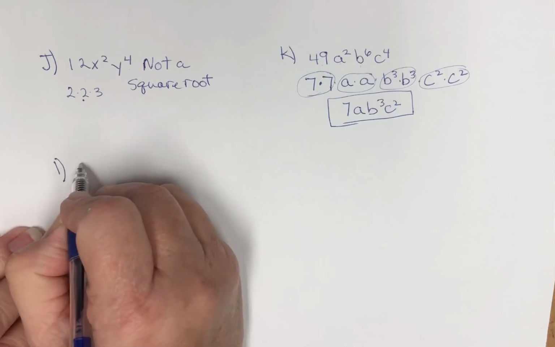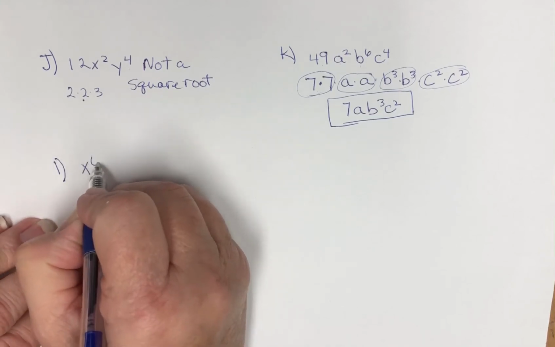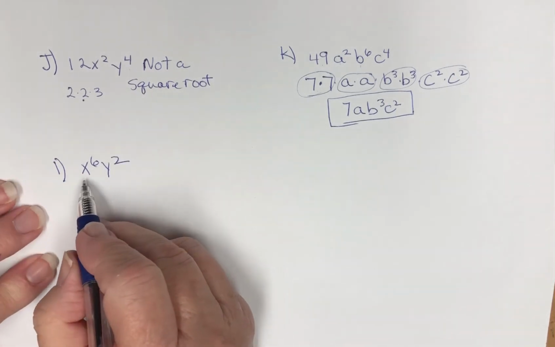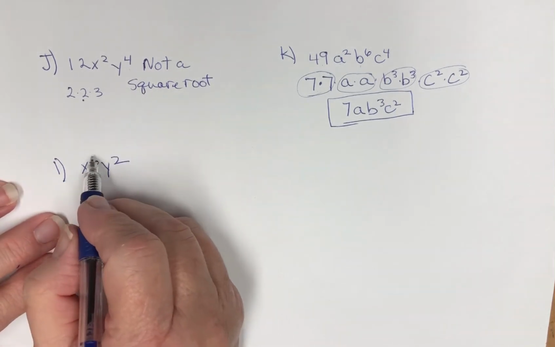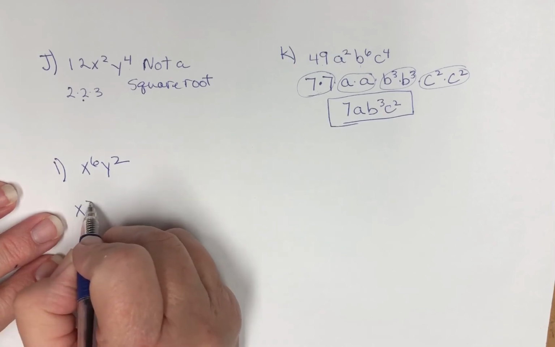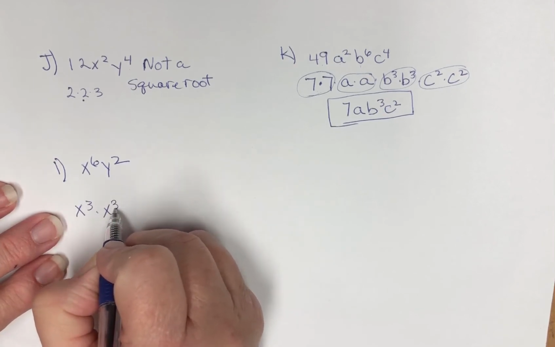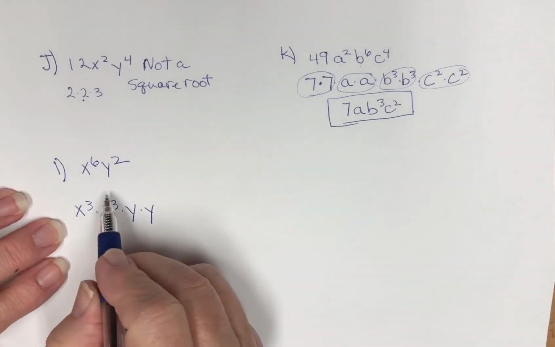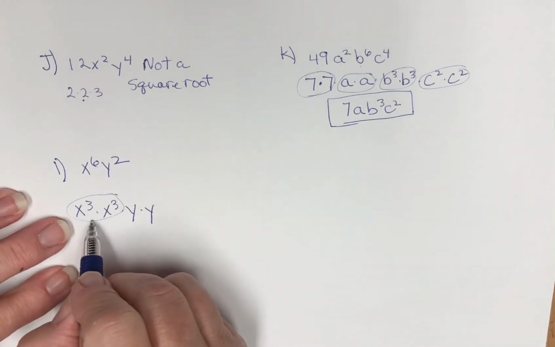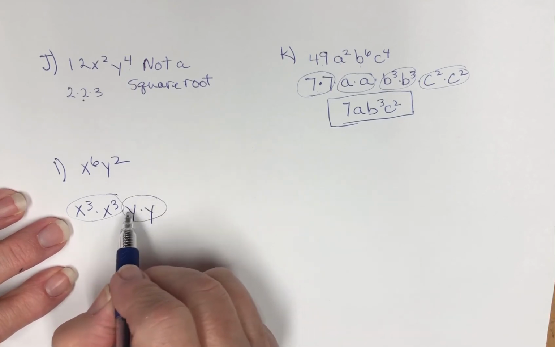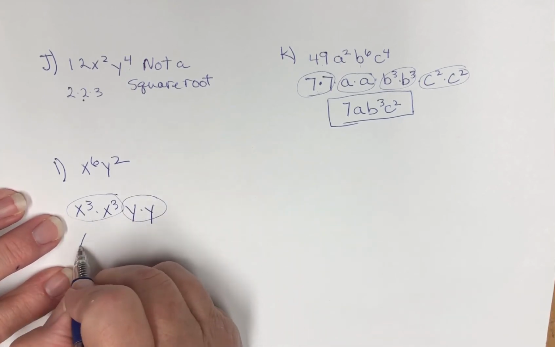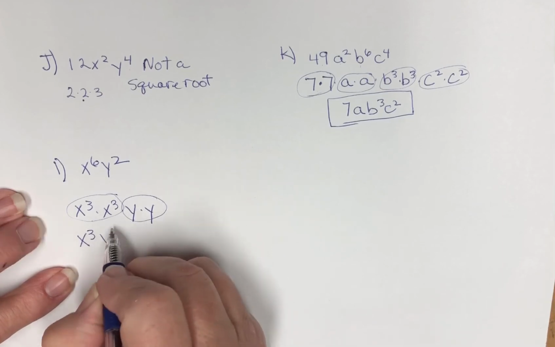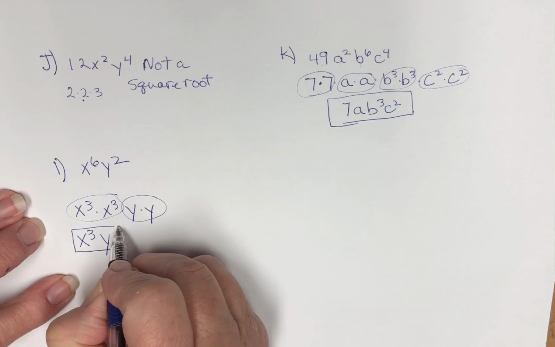All right, let's look at L. L is x to the sixth y squared. So if I break these into 2, I want to make it into 2. So this could be x to the third times x to the third times y times y. Okay, so now here is an identical pair and here is an identical pair. So I pull one of them out, x to the third, and pull one of those out, y. This is going to be our square root answer.